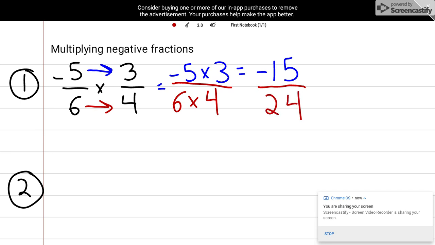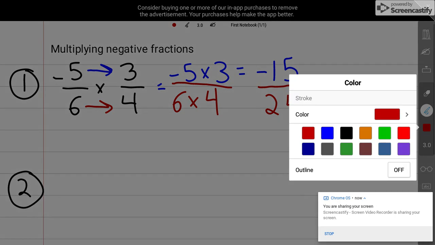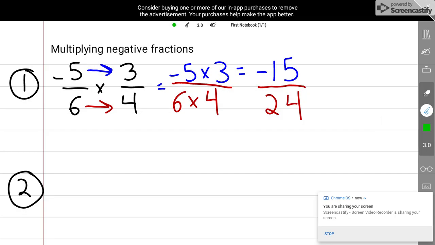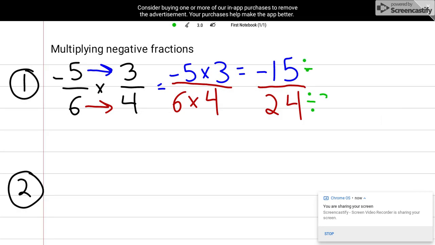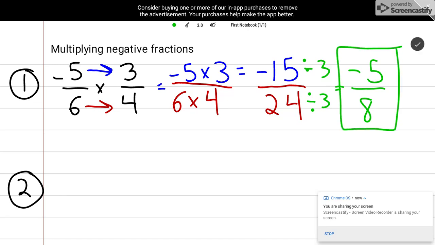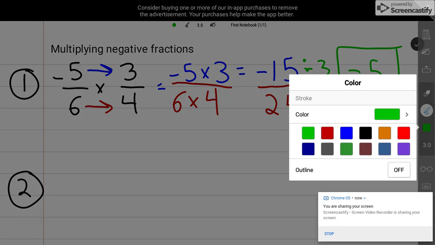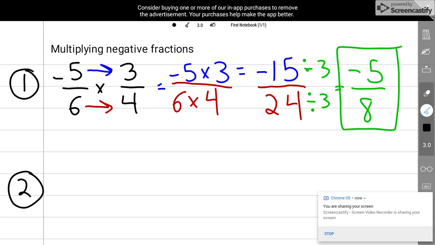So I can reduce here. I can divide each of these by 3. I'll use green. So I'll divide each of these by 3. So I'm going to get 8 on the bottom, and on the top I'm going to get 5, but I'm not going to get just 5 alone. I'm going to get negative 5. So when you are dividing and you have one negative and one positive number, the answer will be negative. So my final answer is going to be negative 5/8.